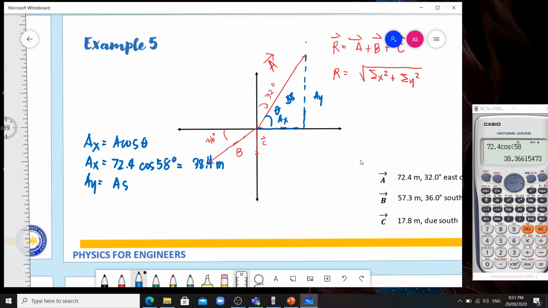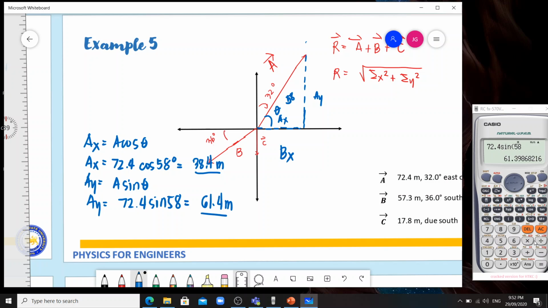Next, ang AY natin ay what? A sin theta. So, AY ay 72.4 sin 58. Positive ba? Yes, positive kasi nasa first quadrant. 72.4 sin 58 is 61.4 meters. Okay. So, meron na tayong X component, meron tayong Y component ng A. Doon naman tayo sa B.